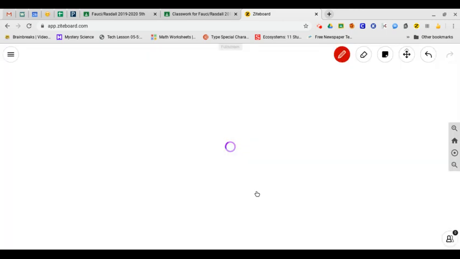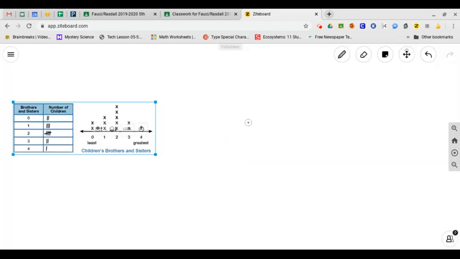In this particular data table, let's take a look at this one. Now we have the data and the line plot. Here's the data table where the information comes from. The tallies represent the number of children who have a certain number of brothers or sisters. So 2 children have 0 brothers and sisters. 3 children have 1 brother or sister. 5 children have 2 brothers or sisters. 2 children have 3 brothers and sisters, and 1 child has 4 brothers and sisters.